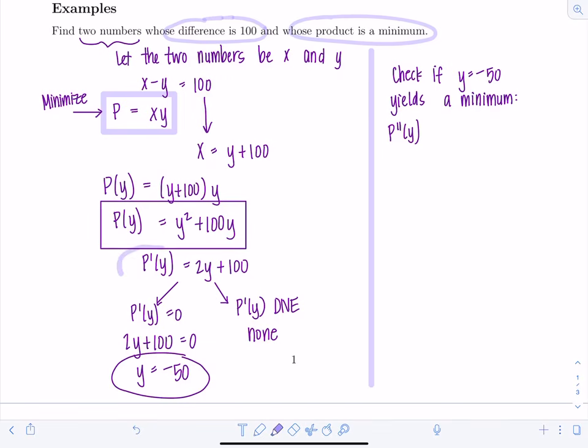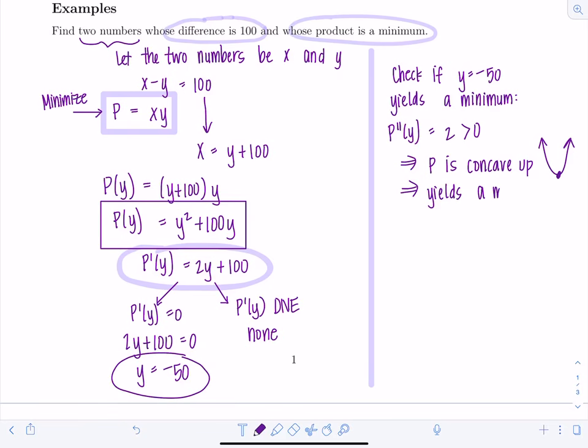And here's p prime of y, so p double prime is just going to be positive 2. And that's not even a function of y anymore, it's just a constant. And this is always positive, which means my function p is concave up. So it looks something like this, which means at y equals negative 50, that critical value indeed yields a min. Okay, in order for you to receive full credit on a problem, you must include this step of checking.